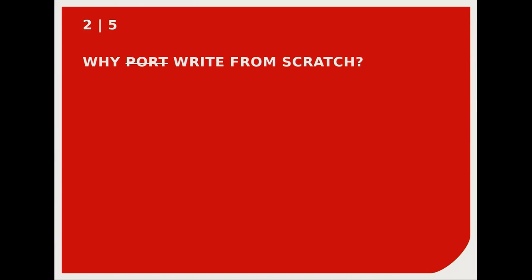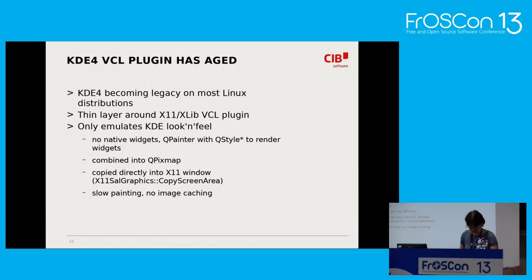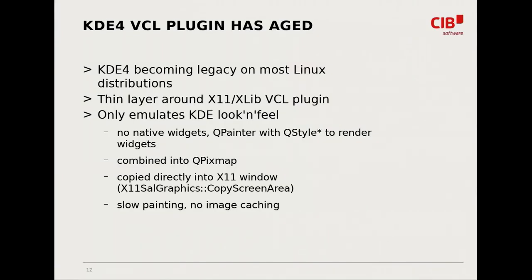Fair enough. So the KDE4 frontend has existed with LibreOffice more or less for a decade already. So why did we decide to ditch it, or to obsolete it, and to write a new frontend for KF5, KDE Plasma? Well, because I can hardly think of any Linux distribution that still maintains and supports KDE4.